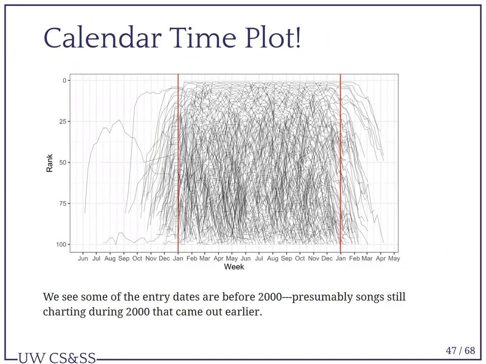And so now what we get is, instead of looking at just the amount of weeks that a song was on the chart, we can look at the year, including all of the time that is in our data. So now we can see some entry dates are way, way before 2000, like all the way in June of 99. And some songs go all the way through till, looks like, almost May of 2001.